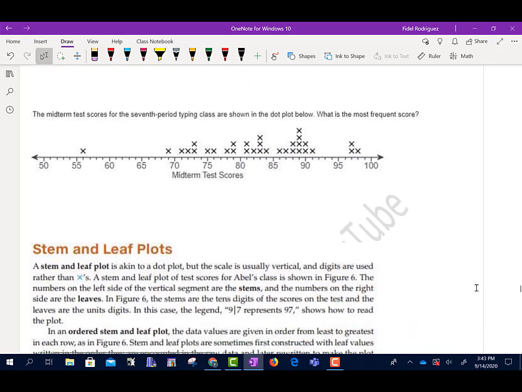Okay, so here's a dot plot, and it says the midterm test scores for 7th grade period typing class are shown in the dot plot below. What is the most frequent score? When they're asking me for the most frequent score, y'all, we're looking for the mode. The mode is the one that recurs the most often, which would be the highest series of X's here. And it looks like 89 would be my mode, right? That's the highest one.